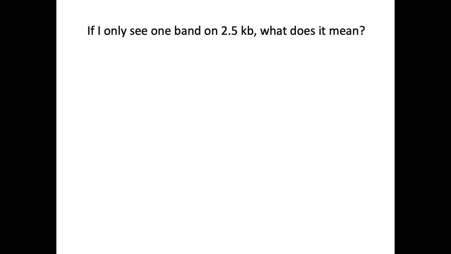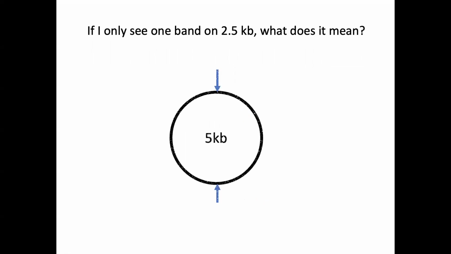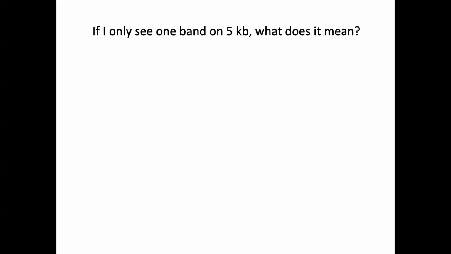So you can pause here, and here is the answer. Say the 2 sites are here and here, so it cuts the plasmid DNA into 2.5 kb fragments. Then when you run it, these 2 fragments overlap with each other. They run at the same size. Therefore, on the agarose gel, you only see 1 band, okay? So both of them are 2.5 kb. Let's see another possibility. If I only see 1 band at 5 kb, what does it mean?